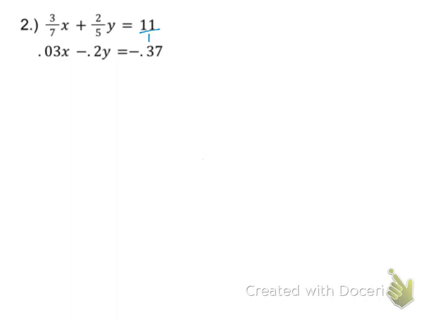So, using the same idea we just did in the last problem, could I put a 35 here, a 35 there, and a 35 there? Yes. And so now I can start to cancel. What's 35 times 3?